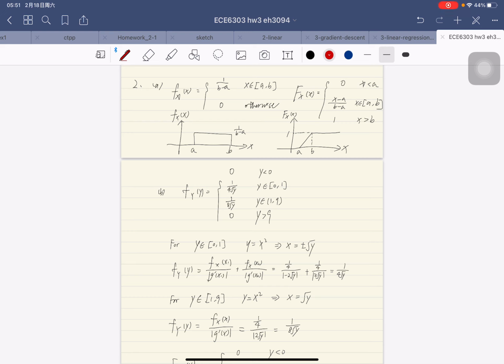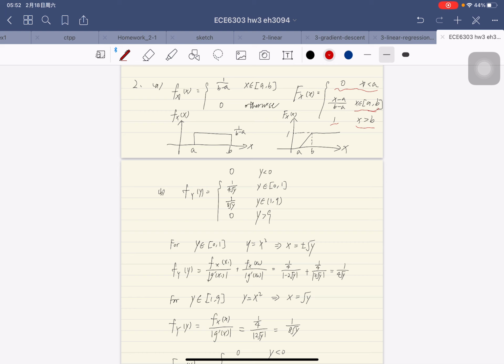big Fx by taking integration on the small fx, and we will get it is firstly a constant which is 0 when x is less than a, and it will be a linear function which is x minus a over b minus a when x is in a and b, and it will get to 1 and be this constant when x is greater than b.